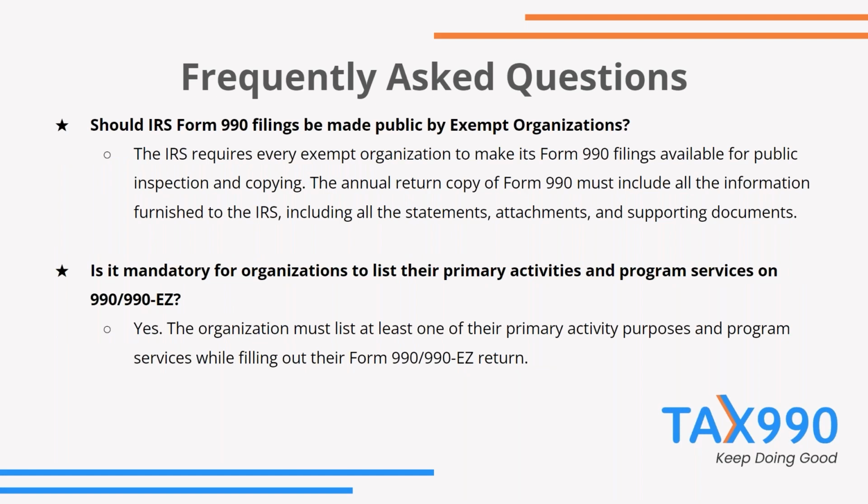Should IRS Form 990 filings be made public by exempt organizations? The IRS requires every exempt organization to make its Form 990 filing available for public inspection and copying. The annual return of the Form 990 must include all of the information furnished to the IRS, including all the statements, attachments, and supporting documents.